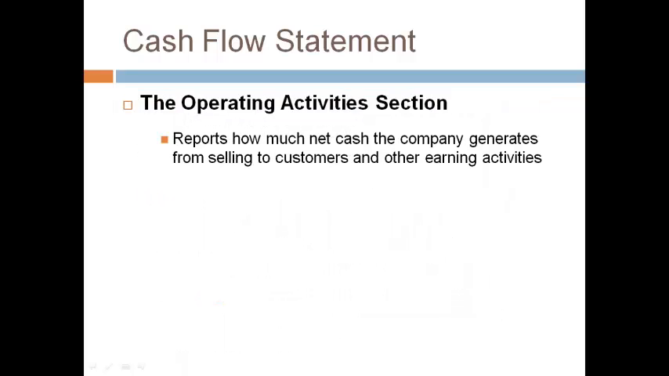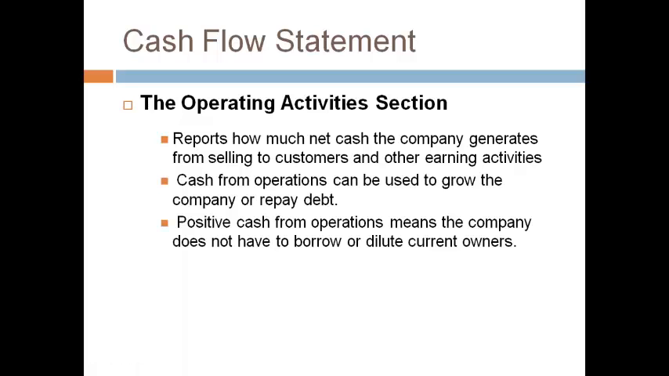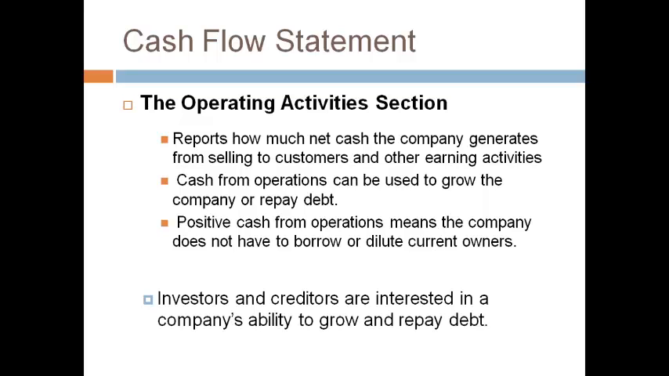The operating activities section reports the amount of cash the company generated from servicing customers. Positive cash from operations gives the company financial flexibility. This section indicates the company's ability to grow internally and to repay debt.